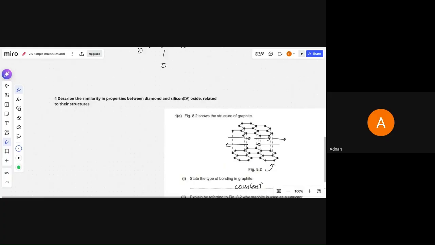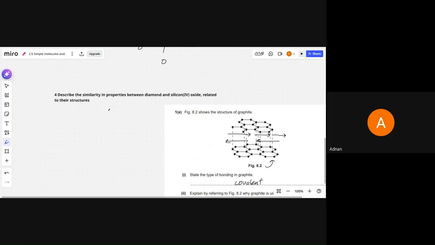So now we go to the final subtopic of this lesson. Let me just change this here. 2.6. We are learning about giant covalent structures. Okay, so describe the similarity in properties between diamond and silicon dioxide related to their structures.